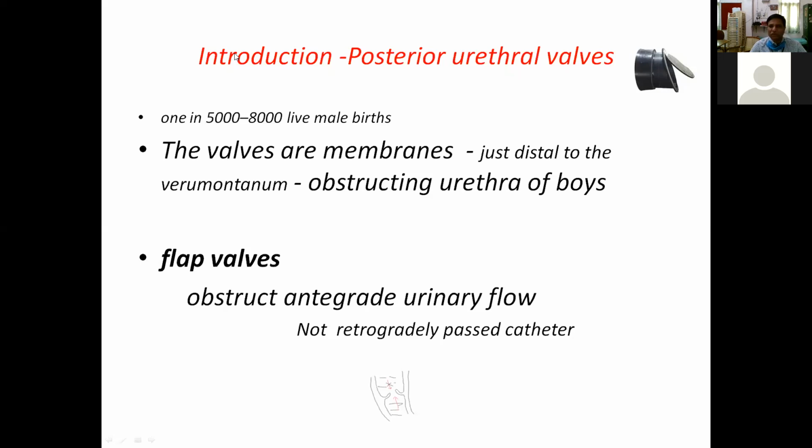What are these valves? Why are they called posterior urethral valves? They are present in the posterior part of the urethra, at the junction of the prostatic and membranous part of the urethra, posteriorly. So they are called posterior. And they are valves. What are these valves? They are nothing but folds of the mucous membrane. The valves are just membranes, just distal to the verumontanum, obstructing the urethra of boys. You do not see these posterior urethral valves in women. They are not seen in girls. They are seen only in boys.